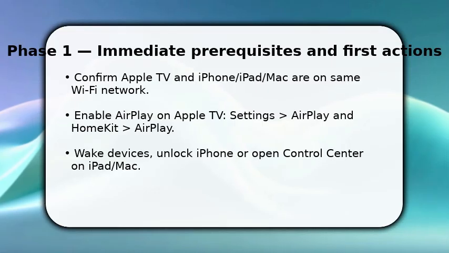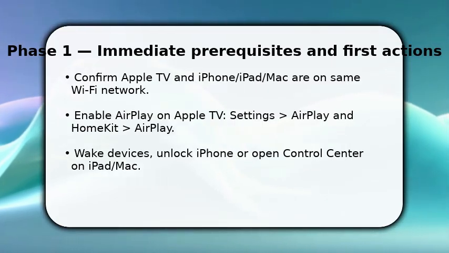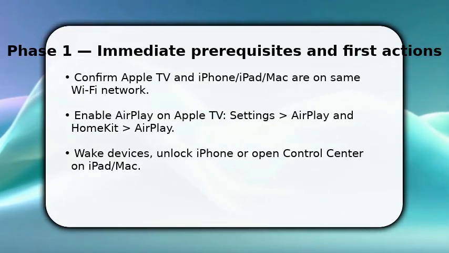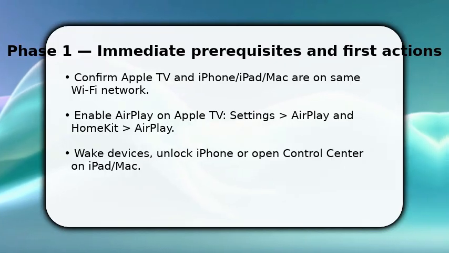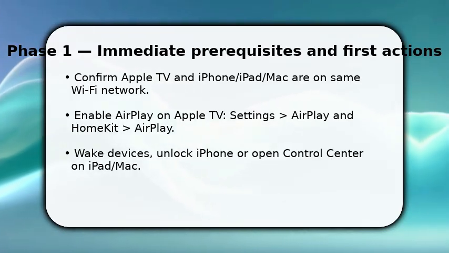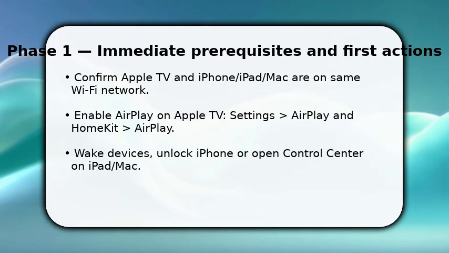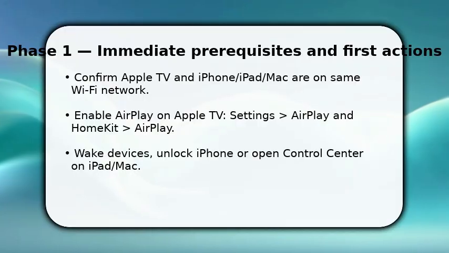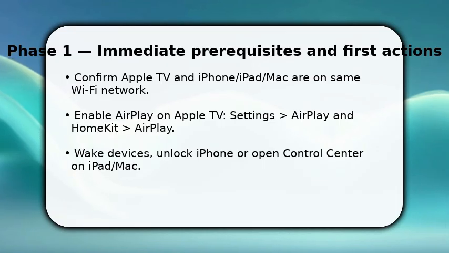You'll begin by making sure devices can see each other on the network, because discovery depends on the same Wi-Fi. First, enable AirPlay on the Apple TV under Settings and check that AirPlay is set to on. Then, wake and unlock your iPhone or bring your Mac to the desktop. You must be at the device you'll stream from.